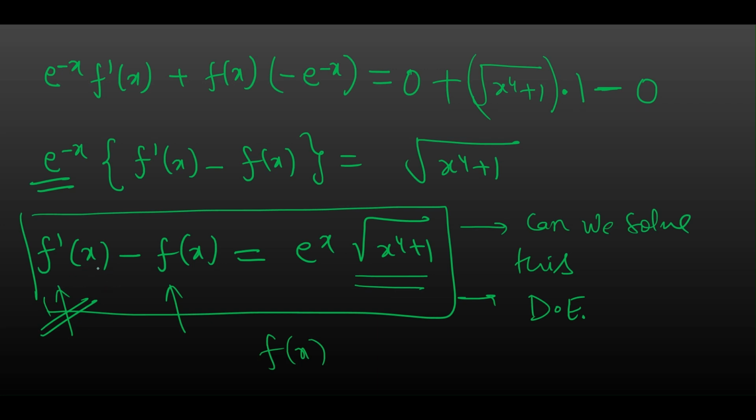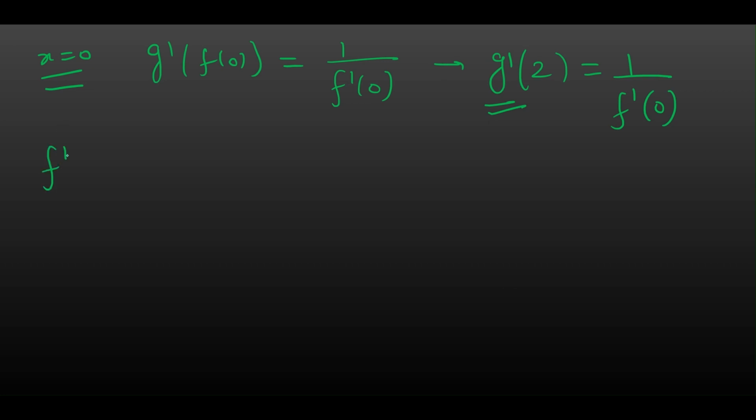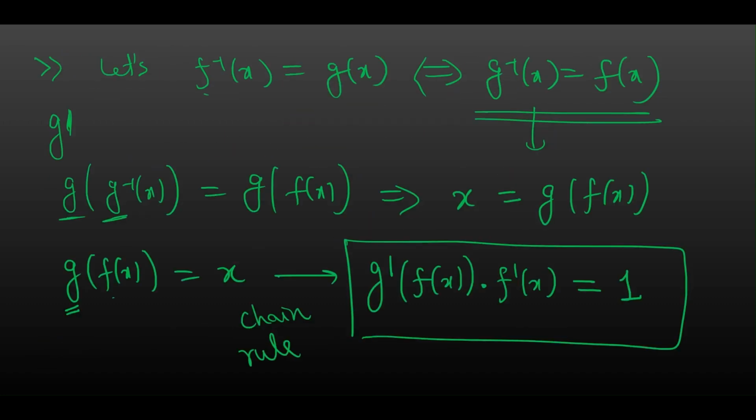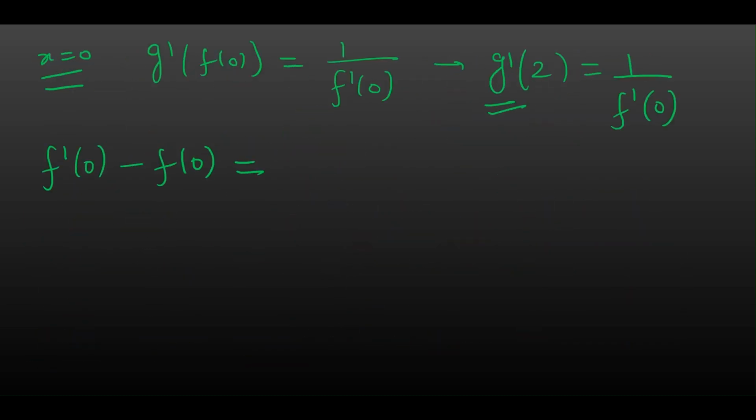So if you substitute x equals 0 here, we will get f dash of 0 minus f of 0 equals, what did we have in the right hand side? Substitute x equals 0. First term becomes 1. Second term also becomes 1. So we will have 1 in the right hand side. And from here, f dash of 0 is 1 plus f of 0. We already know that f of 0 is 2. So this is coming out to be 1 plus 2, that is 3.